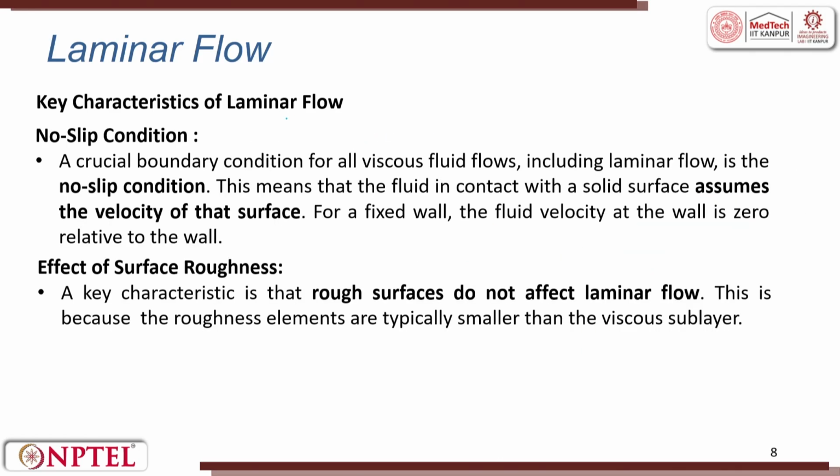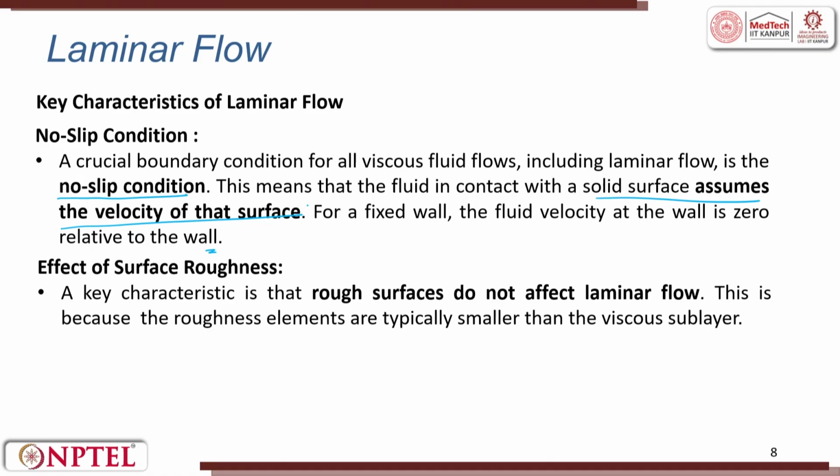So, the key characteristics of laminar flow. No-slip condition: a crucial boundary condition for all viscous fluid flow, including laminar flow, is the no-slip condition. We have already seen what a no-slip condition is. This means that the fluid in contact with the solid surface assumes the velocity of that surface. For a fixed wall, the fluid velocity at the wall is 0 relative to the wall.